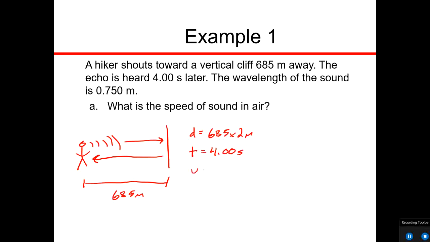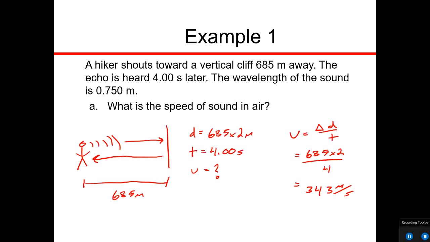And we're looking for the velocity. We have the wavelength as well, but knowing the distance that the wave traveled, and so how long it took that first crest to go from you to the cliff and back to you, we can use our regular speed equation, change in distance over time. Okay, and we get 685 times 2 divided by 4, giving us a speed of the wave as 343 meters per second.